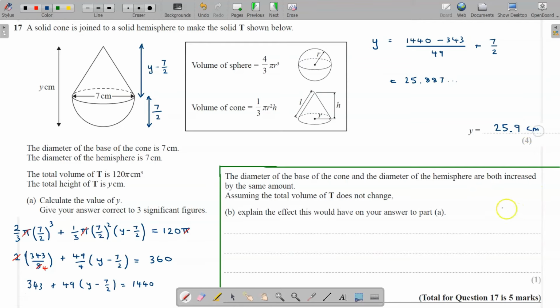And that's it. And then for this part B, explain the effect this would have on your answer to part A, and that is if you expanded the diameter of this, in other words, stretch the shape out sideways, what would happen to the height? Well, it would obviously get smaller, so y would decrease, and that's all you need to say to get that last mark. And that's the job done.